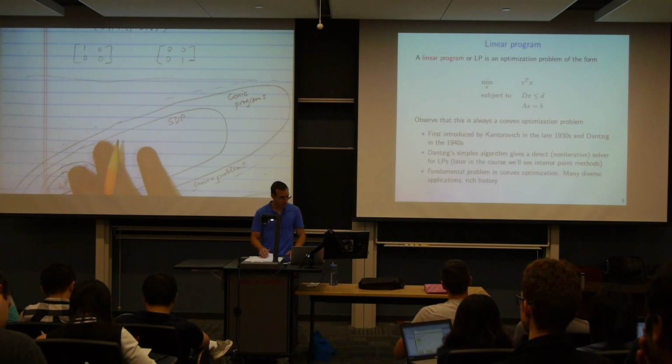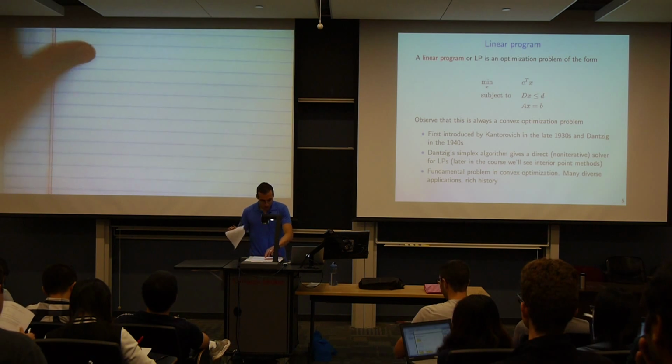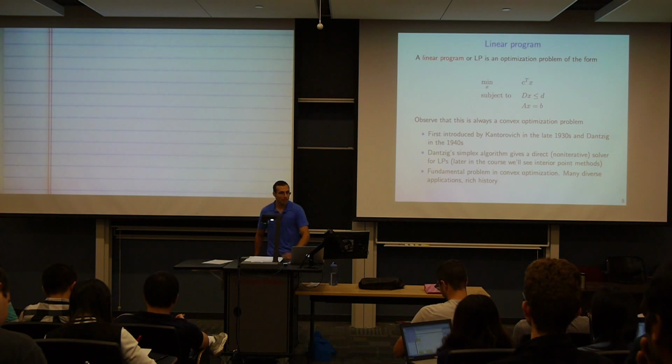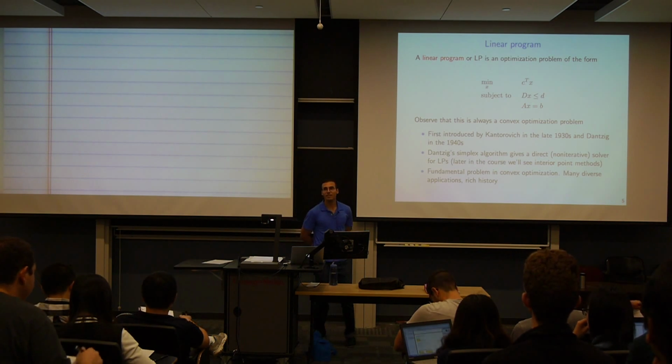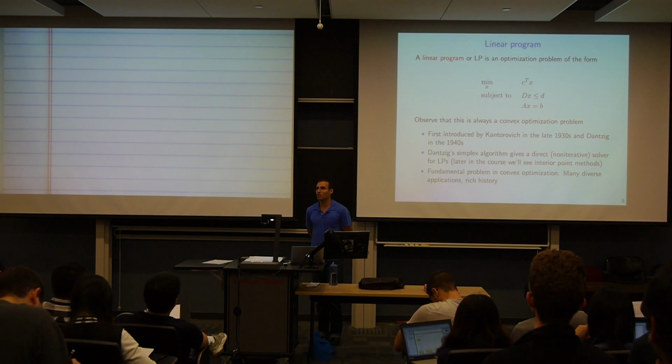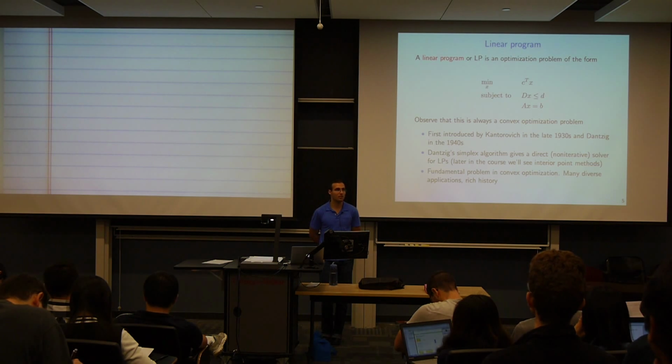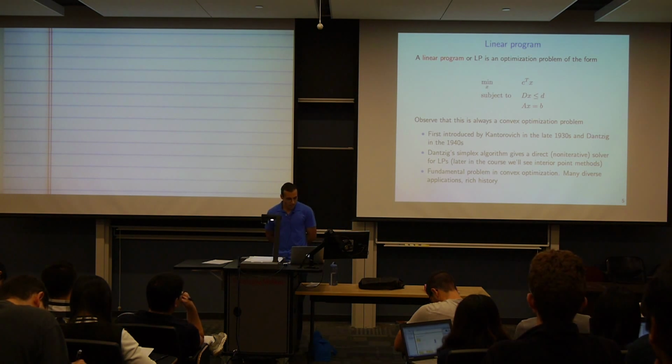Okay, so that was my picture. So let's start off with LPs. A linear program is an optimization problem where the criterion, the inequality constraints, and the equality constraints are all linear functions or affine functions.